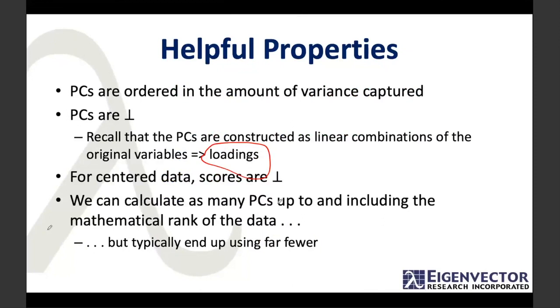We can calculate as many principal components up to and including the mathematical rank of the data, but we typically end up using far fewer. So what I mean by that is if I have a data set of spectroscopic data, 30 samples, 1,000 variables, the maximum the rank could be for that data set is 30 because it's the smaller of the two dimensions. So we can calculate up to 30 PCs for that data set, but more than likely we're going to use far fewer.